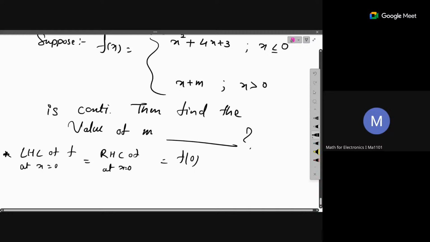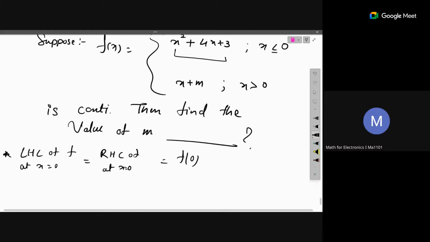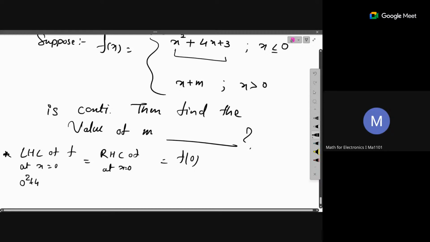So from the left hand side of 0, we are actually following a parabola, right? And we know that parabolas are continuous. So the left hand limit is nothing but just put x equals 0 into this parabola. So I'll get 0 squared plus 4 times 0 plus 3, which is equal to 3, right?